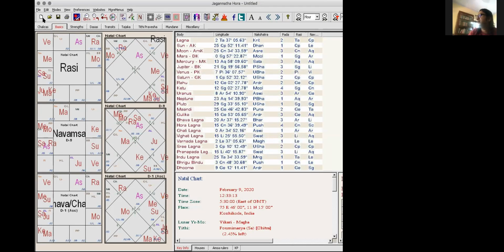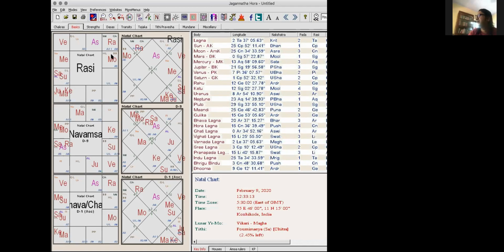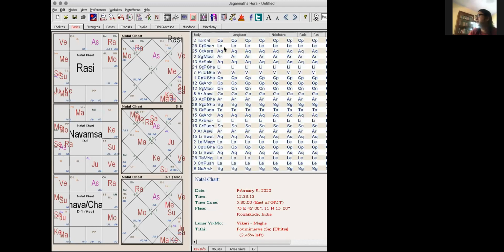Let's see. So yeah, the Sun, the ascendant is actually 2 degrees. Is it 2 degrees? No, it's changing. Let's look at that. So you can see that the Sun is very close to the ascendant.